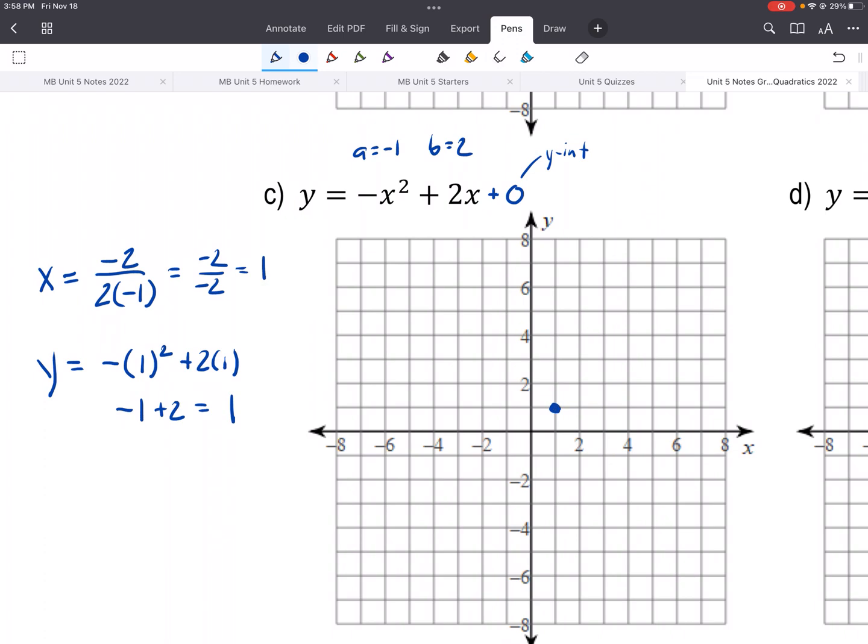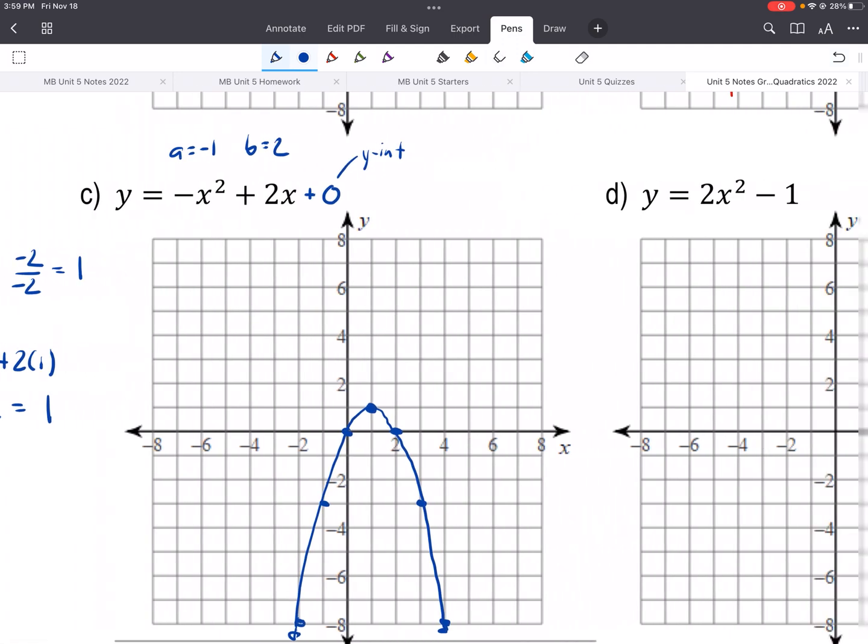And then we'll use our growth pattern here. Again, a is -1, so we'll go over 1, down 1, over 1, down 3, over 1, down 5 on both sides. Connect your dots. Verify that the y-intercept is indeed 0. So if we look at this graph, yep, crosses it at 0, and we're good to go.